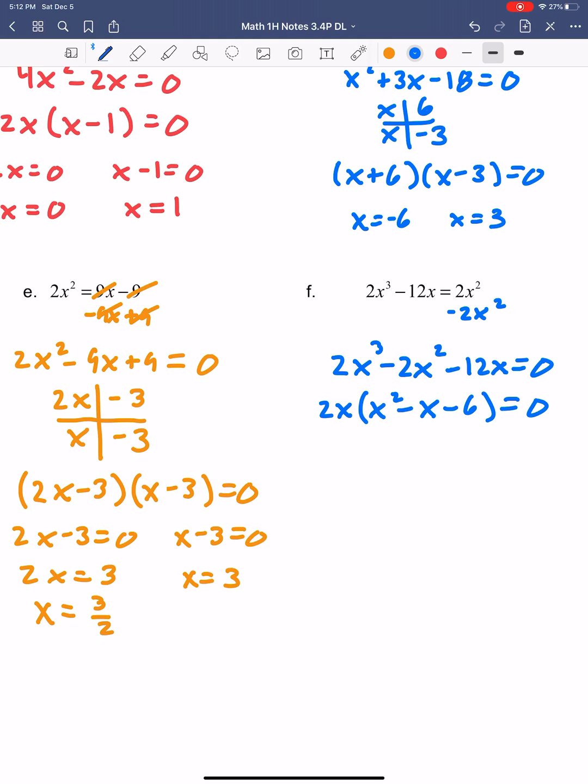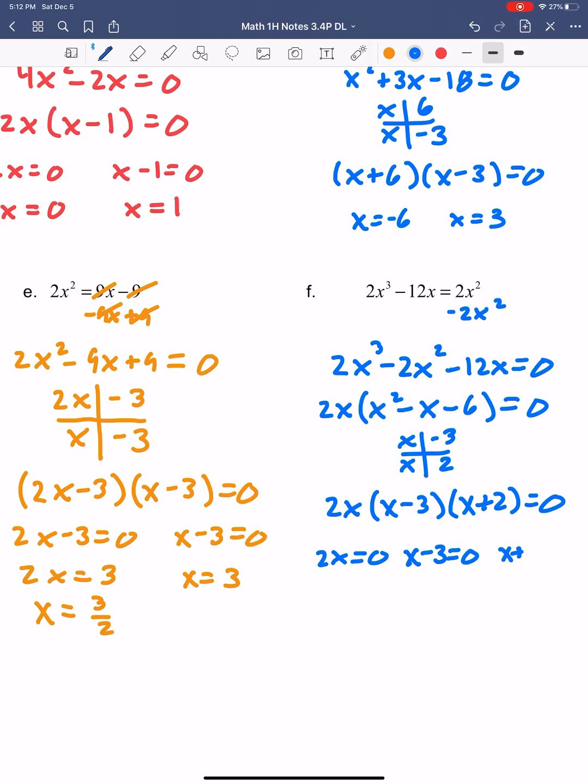Now I can go ahead and t-chart here. x and x, -3 and 2. And I'm going to go ahead and write my factors as 2x, x minus 3, and x plus 2. And now I can set each one of those equal to 0. So I get 2x equals 0, x minus 3 equals 0, and x plus 2 equals 0. So if I divide by 2, I get x equals 0, x equals 3, and x equals -2 as my answers.